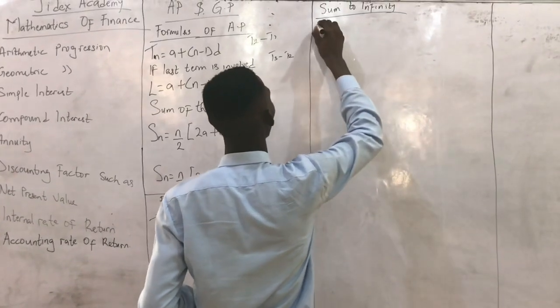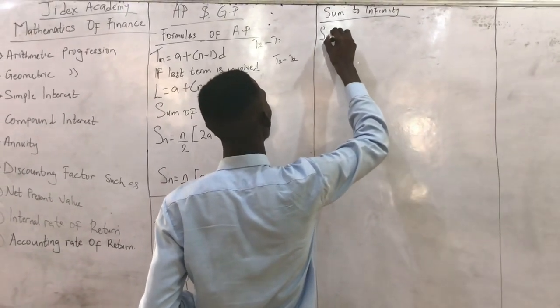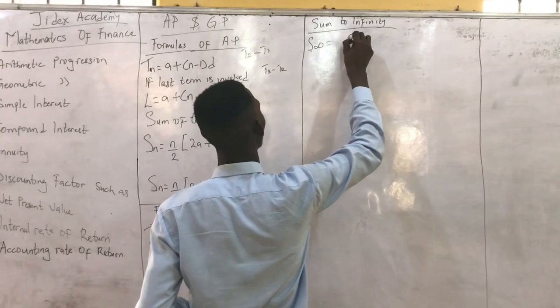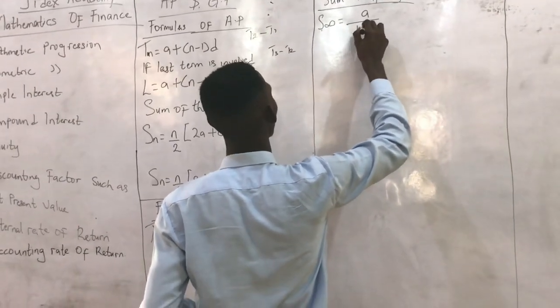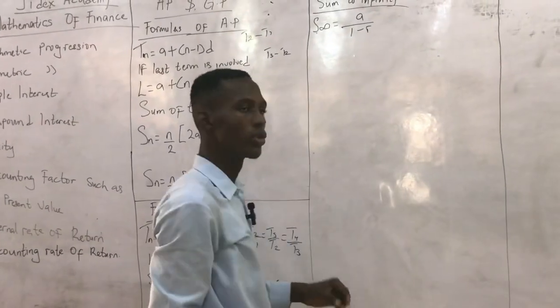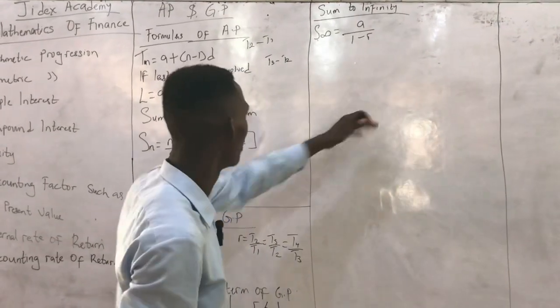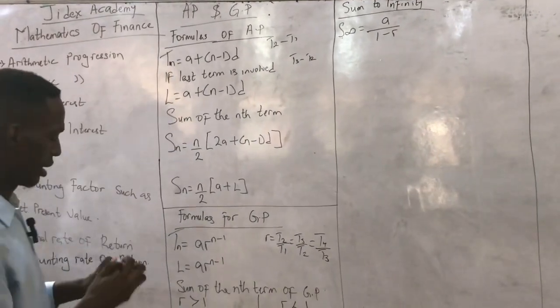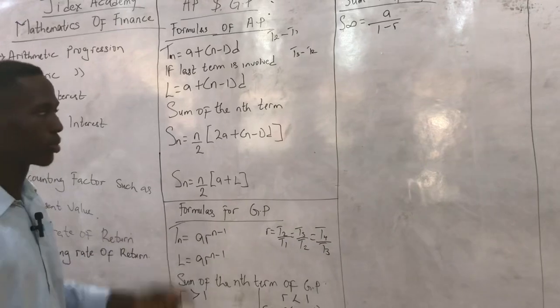So it is just denoted by this, which is equal to A over 1 minus r. So this is the formula for the sum to infinity, that is, for arithmetic progression and geometric progression.